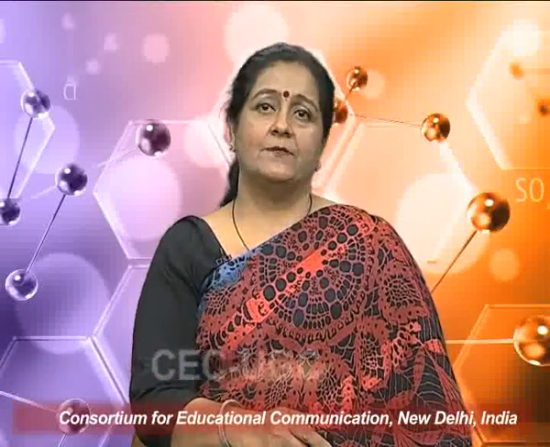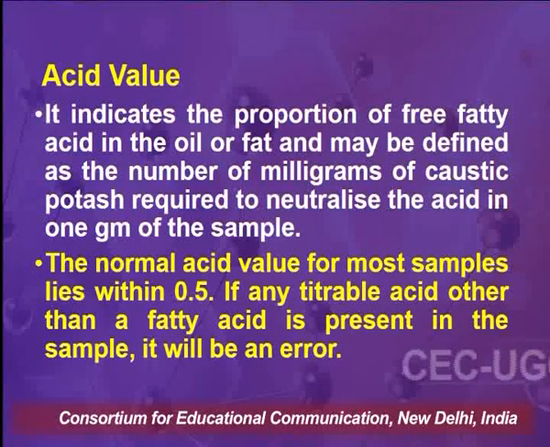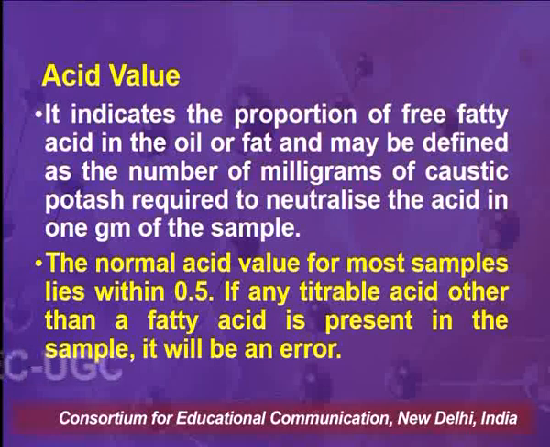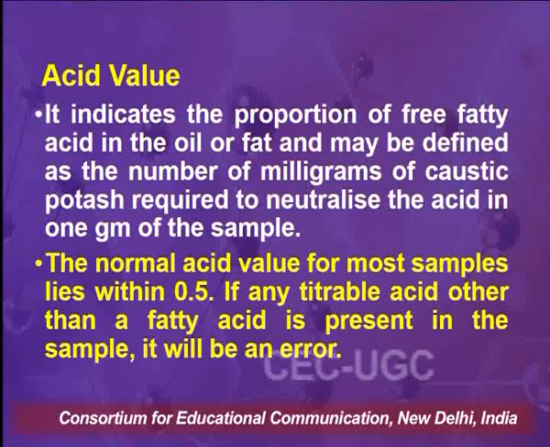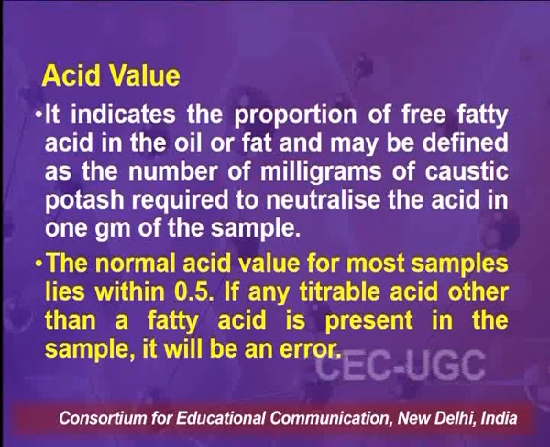It indicates the proportion of free fatty acid in the oil or fat and may be defined as the number of milligrams of caustic potash required to neutralize the acid in 1 gram of the sample. The normal acid value of most samples lies within 0.5. If any titrable acid other than a fatty acid is present in the sample, it will be an error.